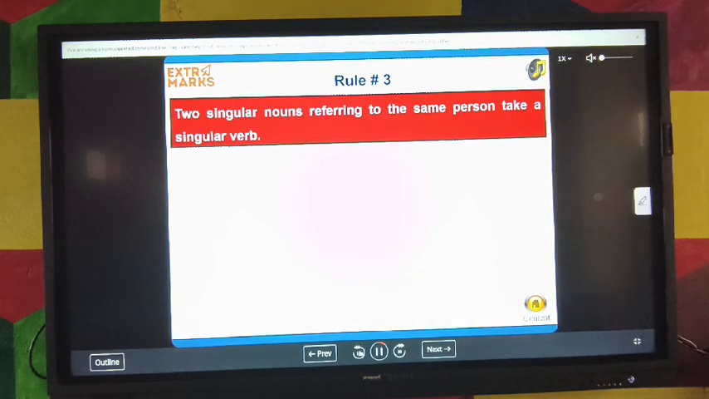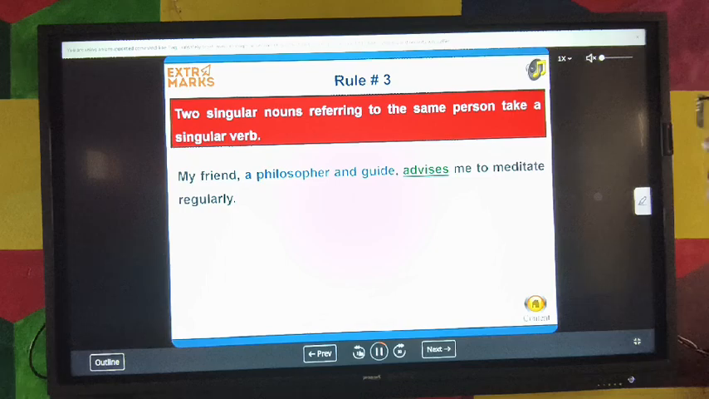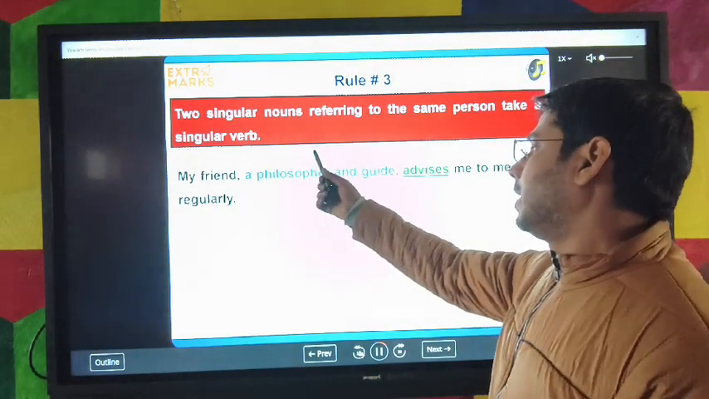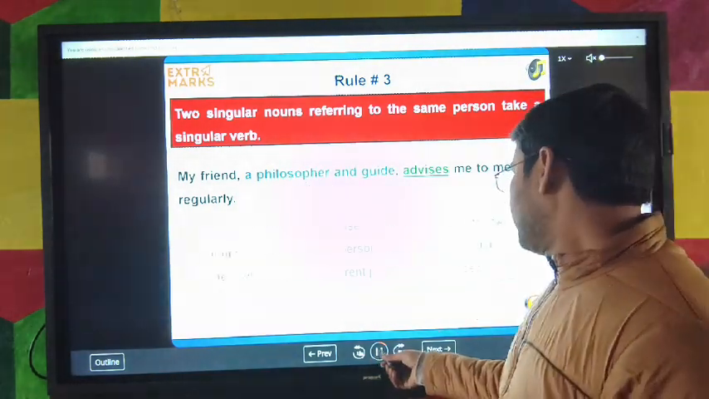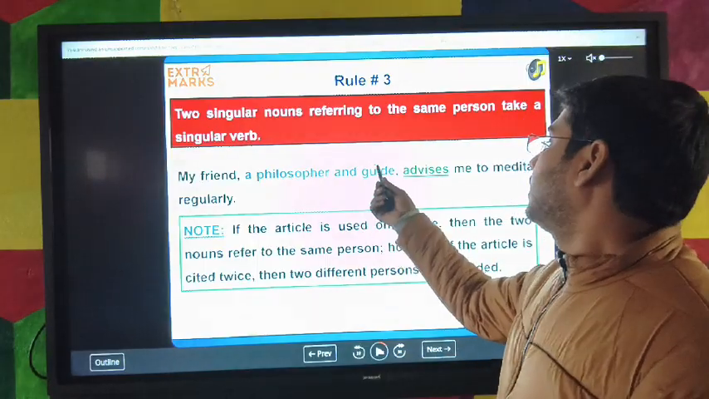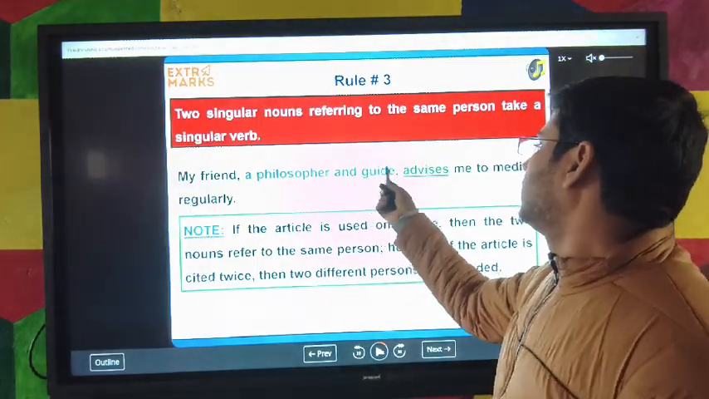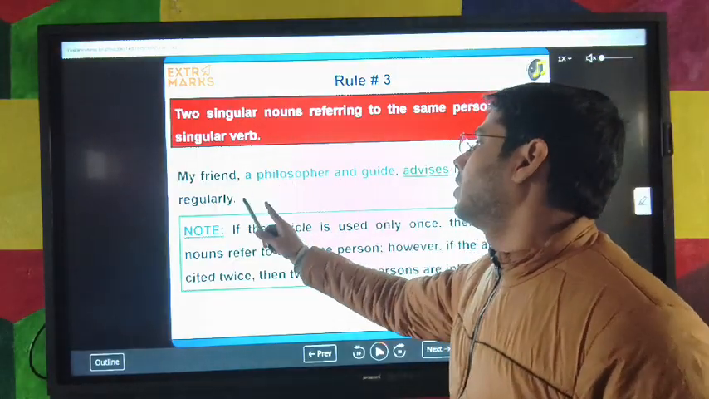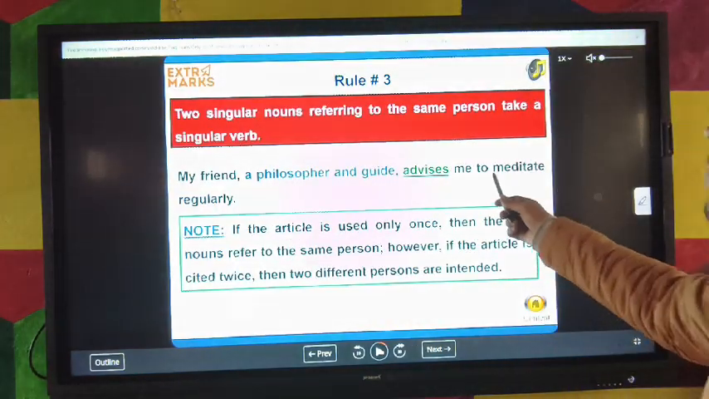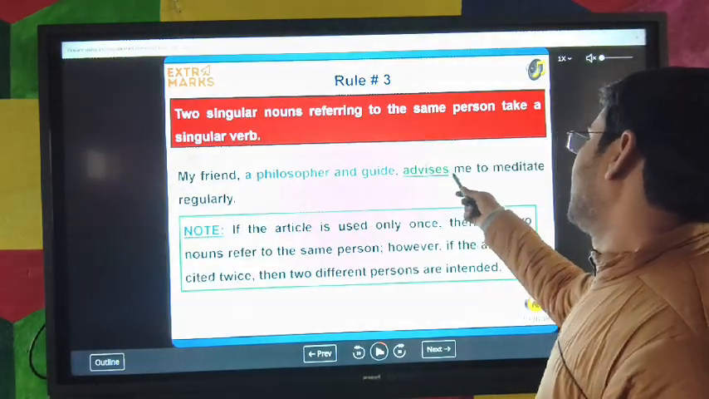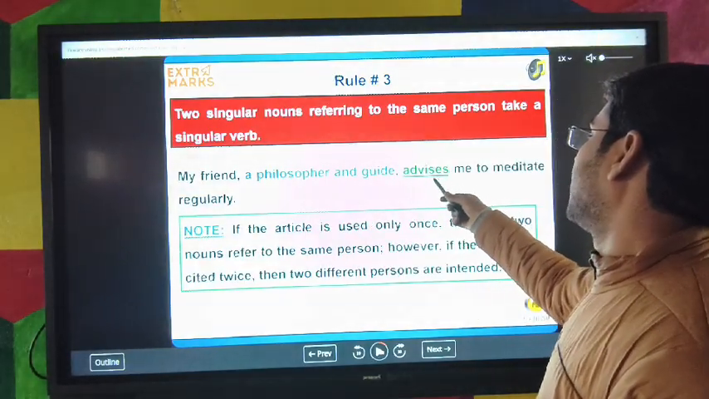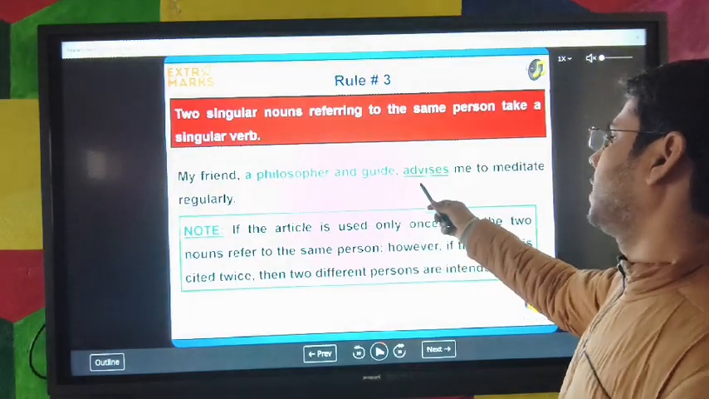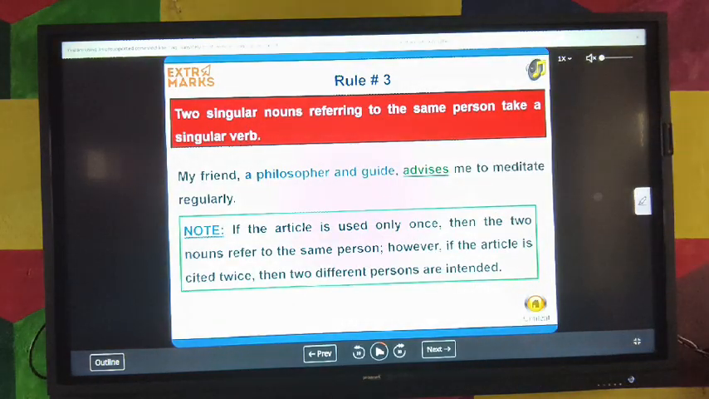Rule number 3. Two singular nouns referring to the same person take a singular verb. If the person is the same, here my friend, that person is a philosopher and a guide. Both the things which have been mentioned, philosopher and guide, are used for the same person, only one person, my friend. So the verb will be singular. That's why s has been used with the verb advises. My friend, a philosopher and guide advises me to meditate regularly.